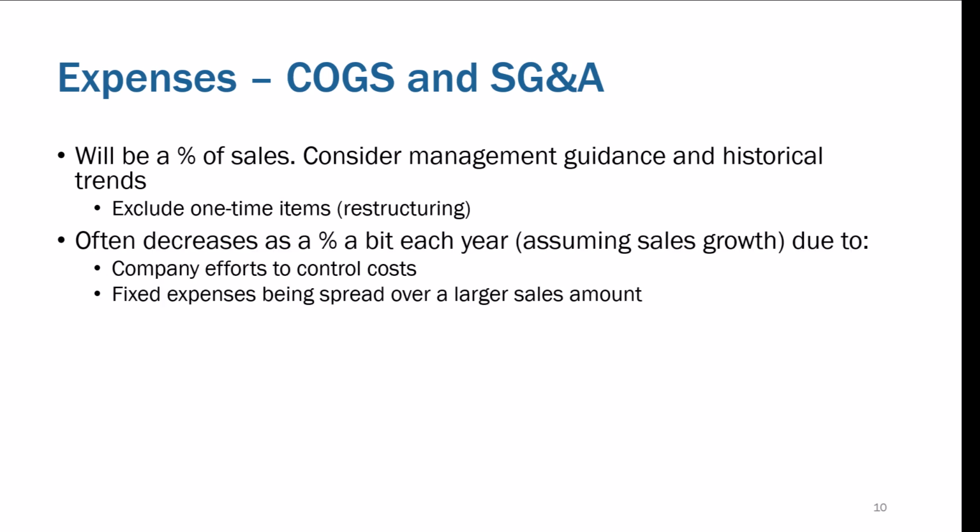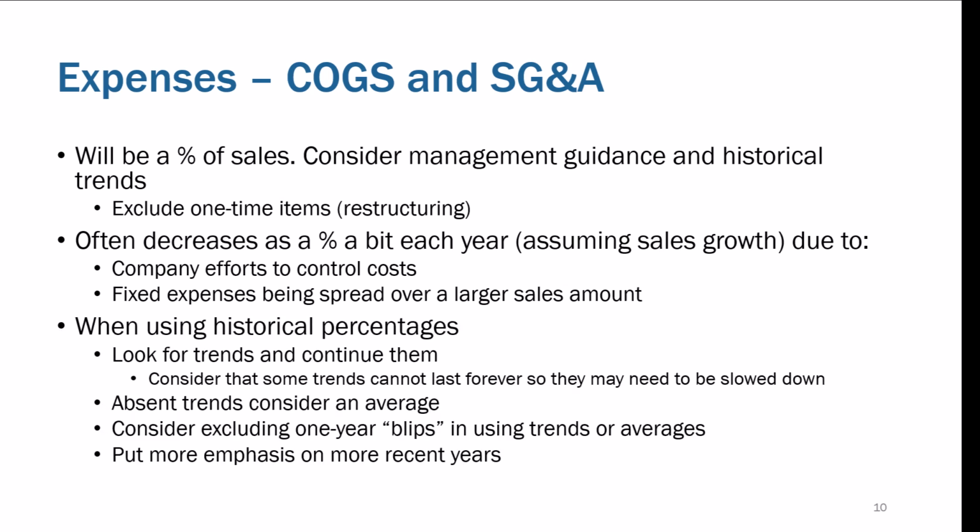Now, in an optimal situation, these would decrease a bit each year, assuming that the company is growing sales, which most companies we hope that they are doing, right? And this would be because a company is going to be trying to control cost, as well as it has some fixed expenses that would then be spread over a larger amount of sales. So in theory, in a growing company, COGS and SG&A should go down, not in dollars, but as a percentage of sales.